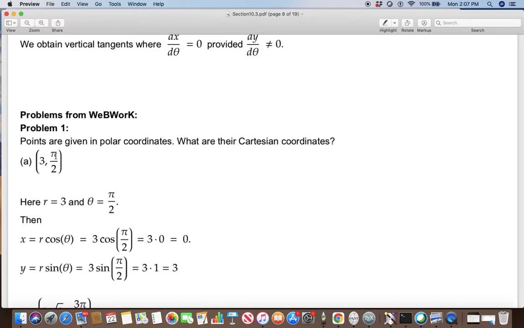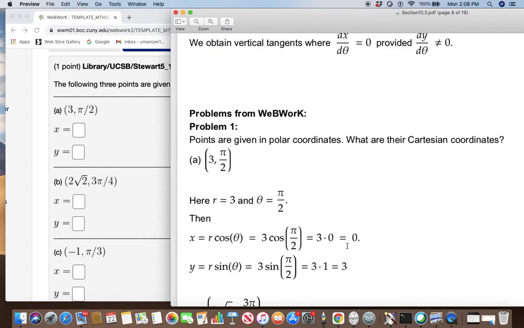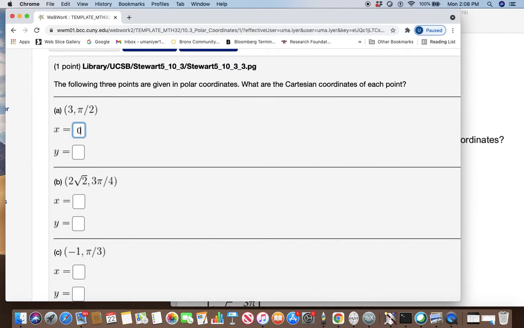3, pi over 2. These are the polar coordinates. r is 3, theta is pi over 2. x is r cosine theta, that is 3 cosine pi over 2. Cosine pi over 2 is simply 0, so x coordinate is 0. y is r sine theta, that is 3 sine pi over 2. Sine pi over 2 is 1, so 3 times 1 is 3. So x coordinate is 0, y coordinate is 3. Alright.